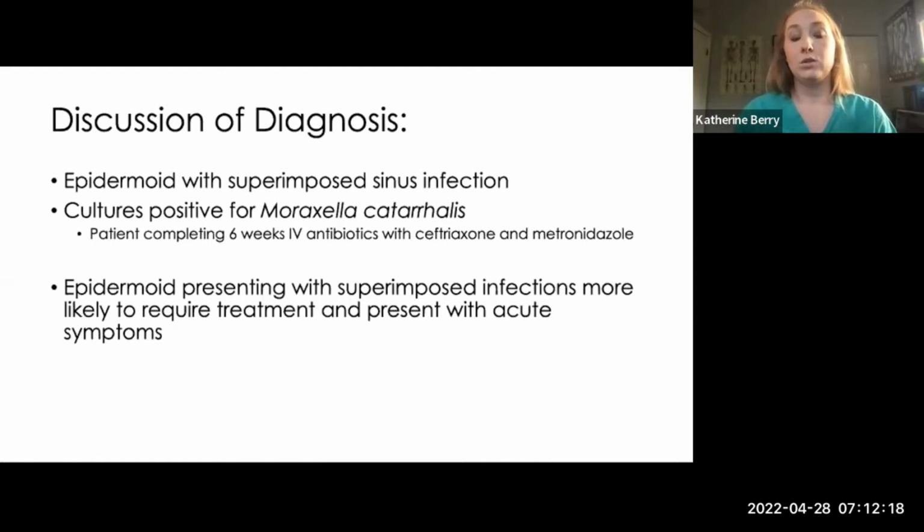She had a superimposed sinus infection with Moraxella, and that was why she got better with antibiotics, and then it recurred. She probably had a partial obstruction of her sinus with a superimposed infection that couldn't be fully drained and was not fully treated with antibiotics the first time around.